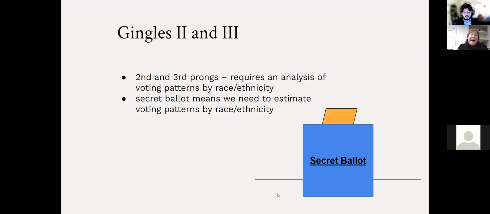We have a secret ballot here, so we don't actually know the race of the voter from the ballot, and we have to use estimation techniques to do this. And I think that a training session later on will actually talk about these estimation procedures. What I'm going to do today is just spend a few minutes talking about the data that's required to actually carry out this estimation procedure.